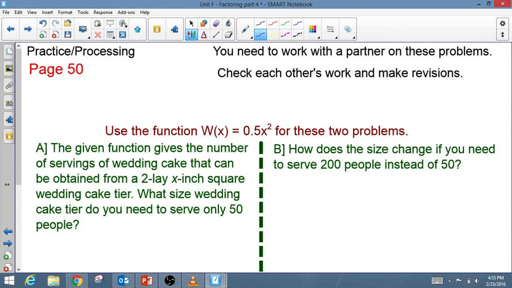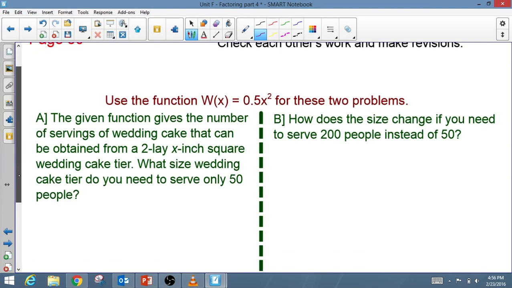Okay, you should now be on page 50 of your notebook. These are the last two problems for today, and they're really using the same function. So I will do the first one with you, and then you will complete the second one on your own. For this first one, we don't have any shapes, but they've given us an equation, which is nice.